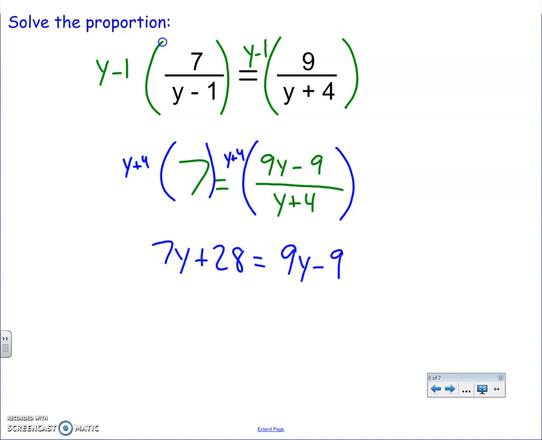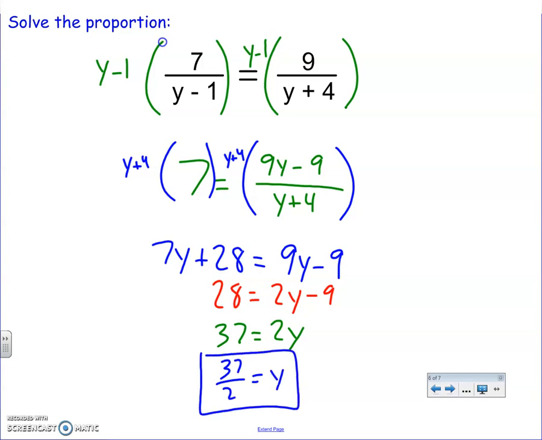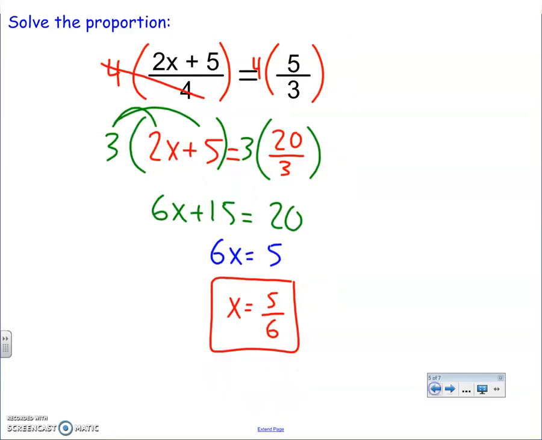That's an algebra 1 problem. You can solve for y. Subtract 7y from both sides. Add 9 to both sides. Divide by 2. 37 over 2 equals y. Is that all you want? Yep, that's the answer. Your answer could also be a fraction. Last one was also a fraction.